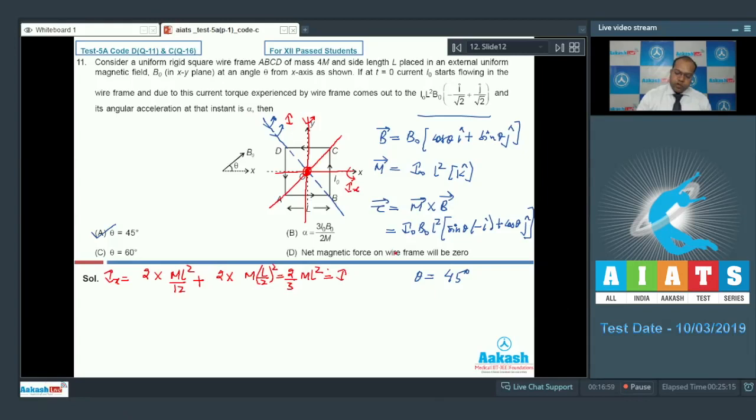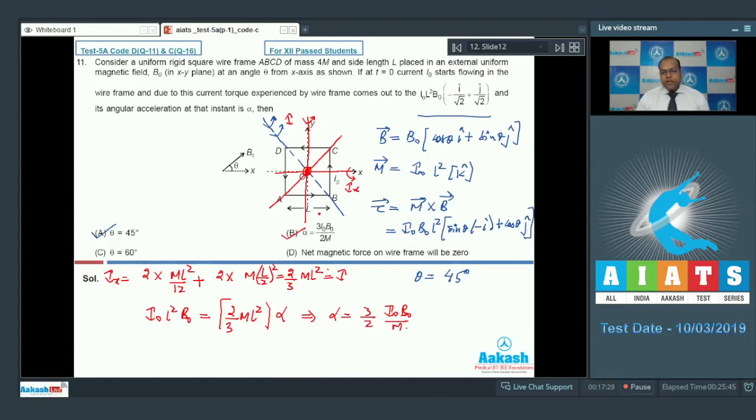Now writing the torque equation about this line, I can say torque about this line is I naught into L square into B naught, that is equal to 2 by 3 ml square into alpha. So on solving, the value of alpha comes out to be 3 by 2 into I naught B naught divided by m. So option B is the correct answer.